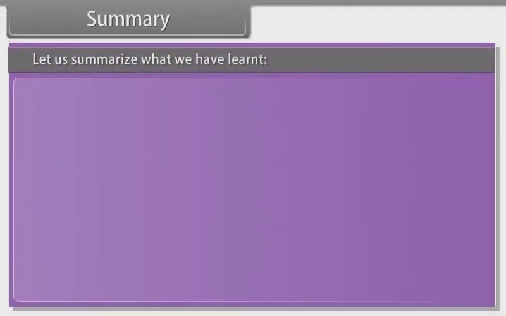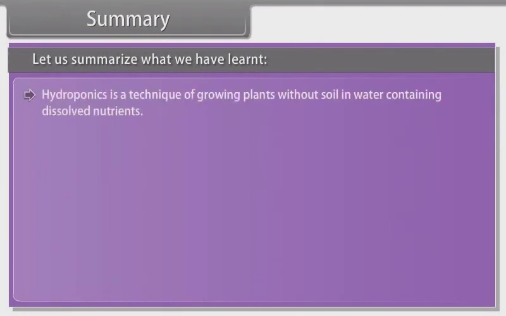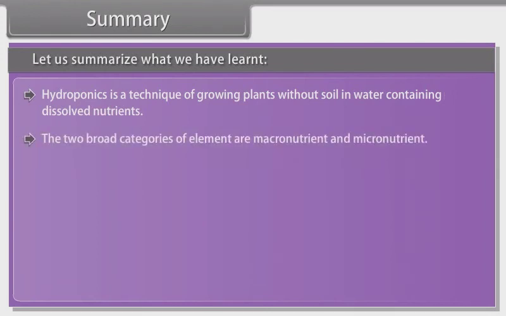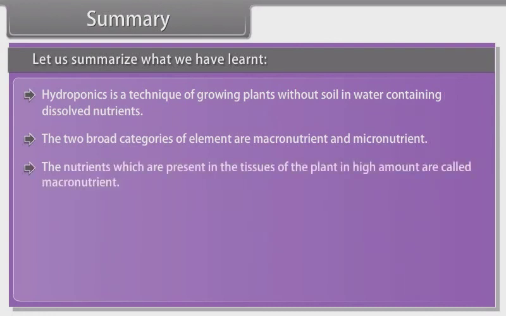Summary. Let us summarize what we have learned. Hydroponics is a technique of growing plants without soil in water containing dissolved nutrients. The two broad categories of elements are macronutrient and micronutrient. The nutrients which are present in the tissues of the plant in high amount are called macronutrients. The elements needed in low amount are called micronutrients.